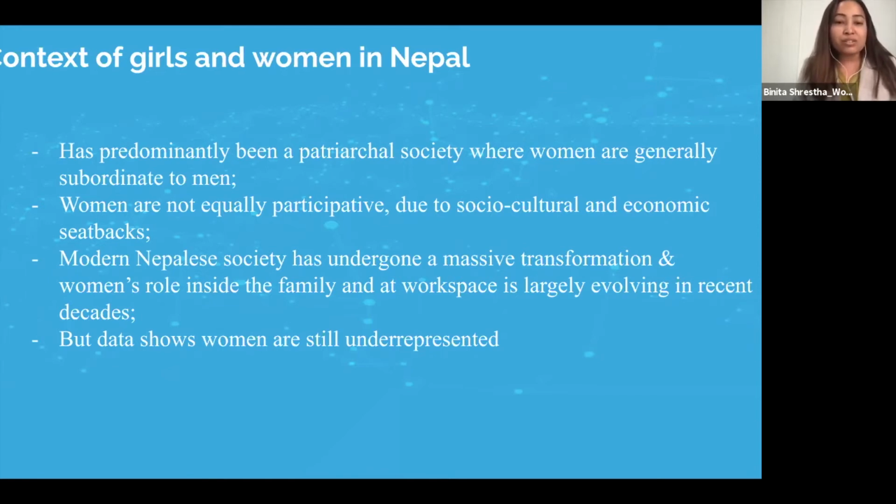So data and research show that women's participation is very low due to existing gender norms, and women are also facing a lot of economic setbacks. On top of that, our policies, culture, and tradition have meant a preference for male over female, which also supports the root causes of gender stereotypes. However, our society is in an evolving process and it's going through a massive transformation. So women and girls are contributing a lot at the workspaces and also inside the house, but still women are underrepresented.